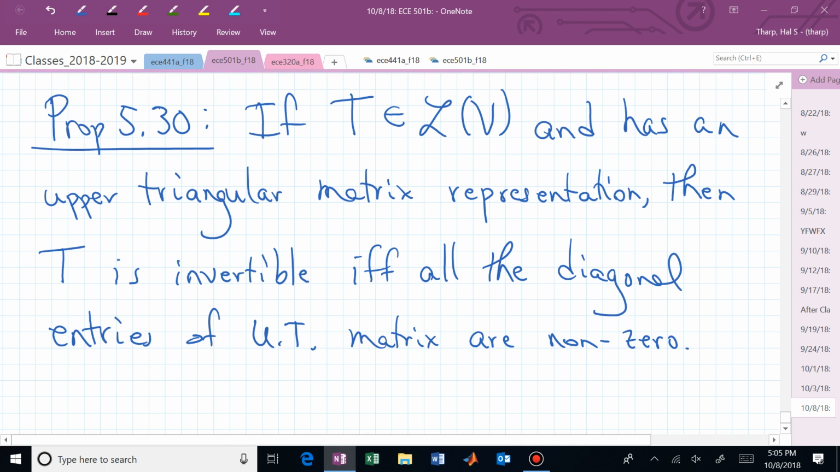So now if we want to, by inspection, see if this linear map is invertible, then if we find a matrix representation in which all of the diagonal entries are non-zero, boom, we can make that claim.